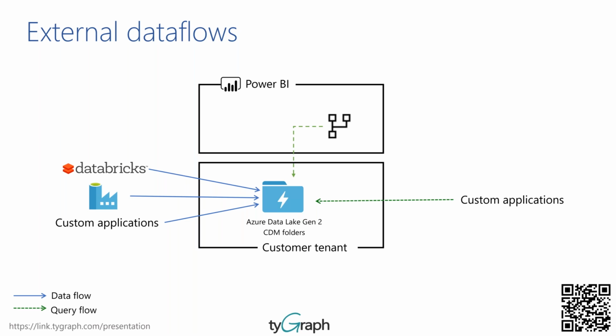Well, in this particular case, I can create what's called an external data flow. And the external data flow, instead of importing the data, just connects to a pre-existing Azure Data Lake Gen 2 folder and then works as a data source in Power BI. So we connect to the data flow, we go and get that data. So a lot of flexibility here as for what you can do with it.